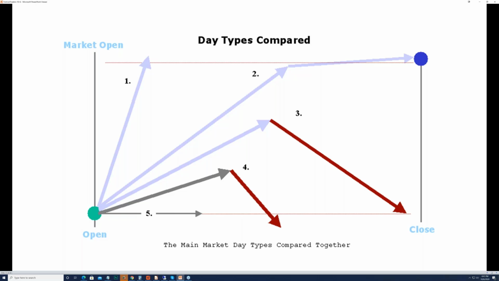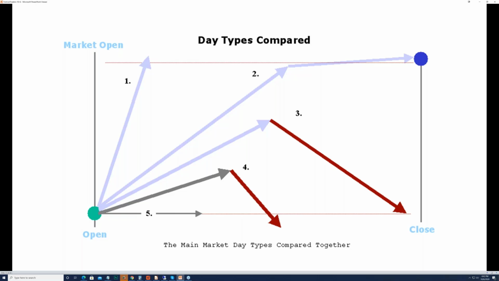Number three is the V reversal day, where we might get a trend move early on in the session, but then we get a big reversal in the opposite direction, which can go all the way back to the opening price level or even past it and continue, right? Big V reversal. So you end up with good trading action in both directions if your trading strategies take advantage of that kind of stuff.